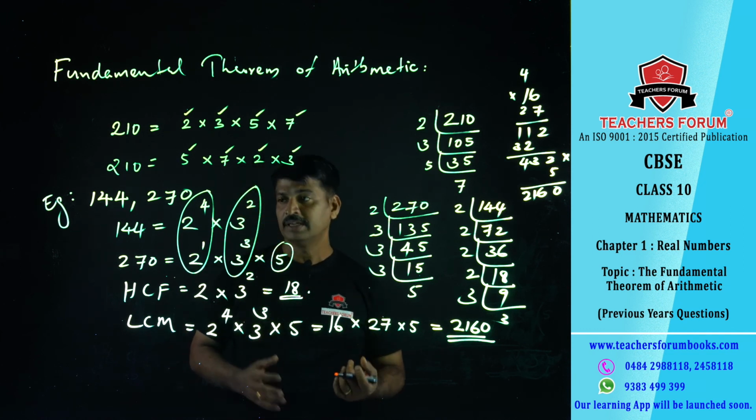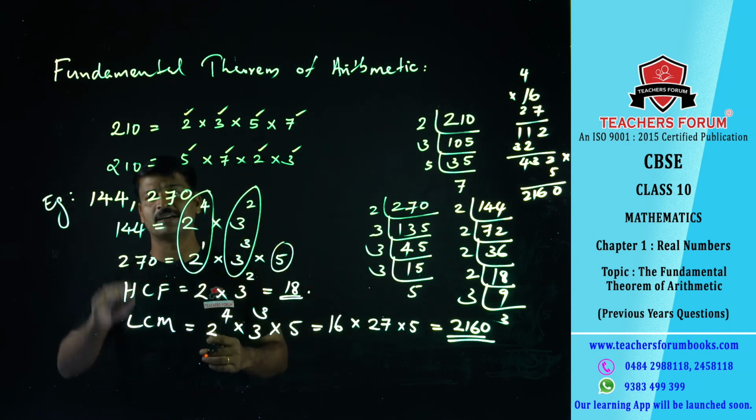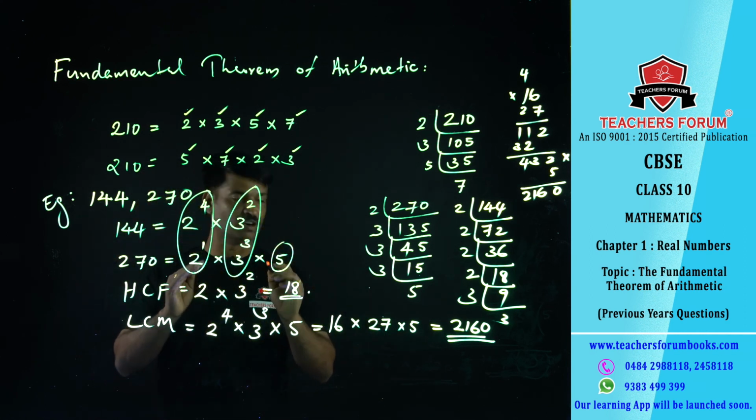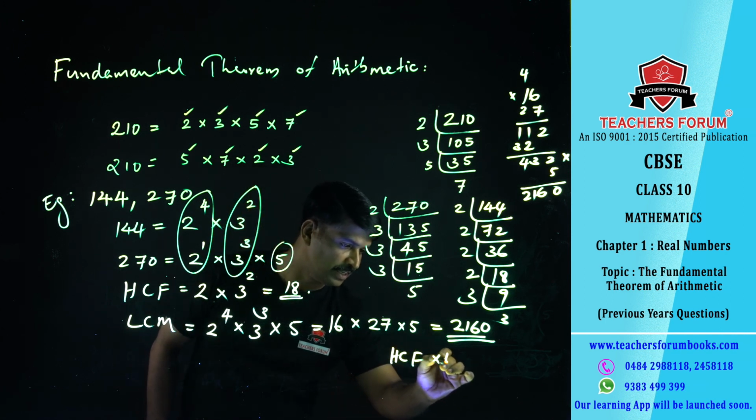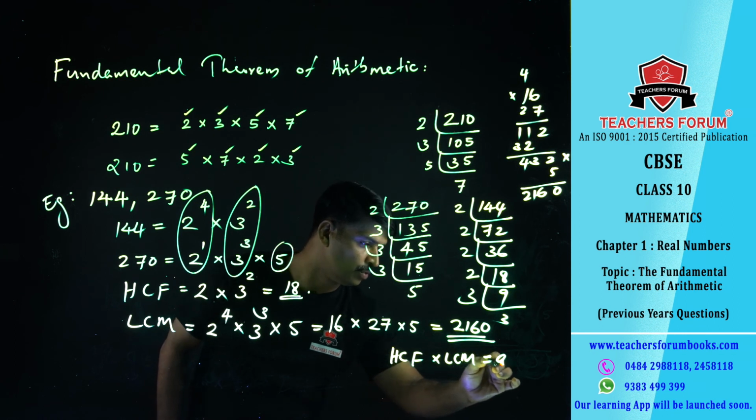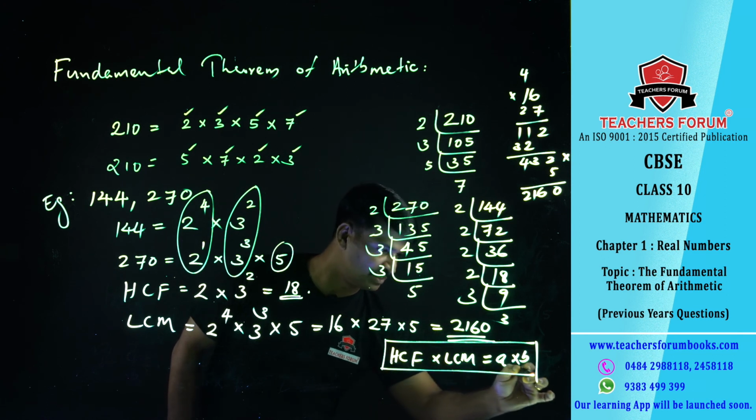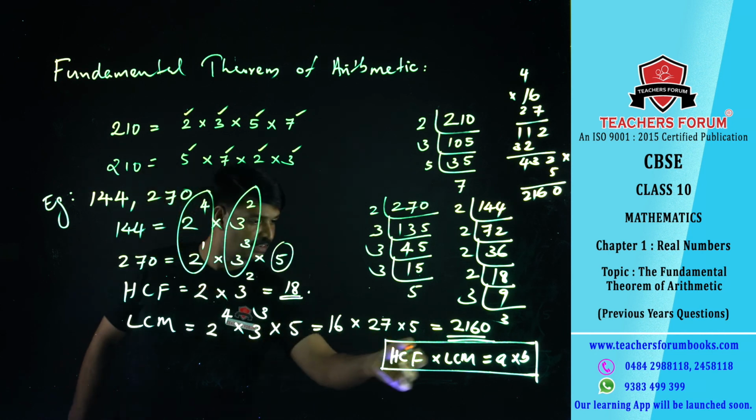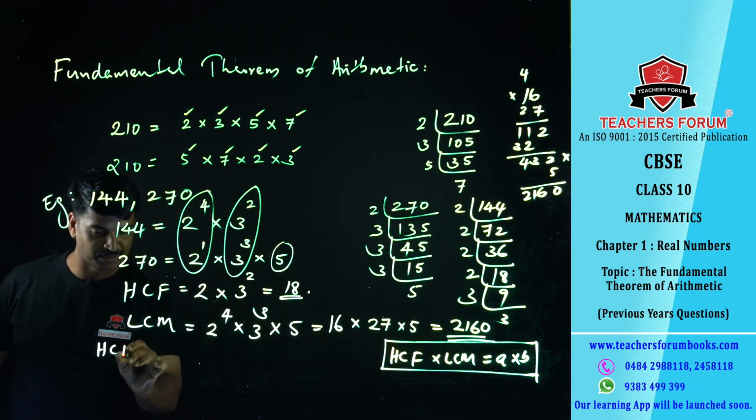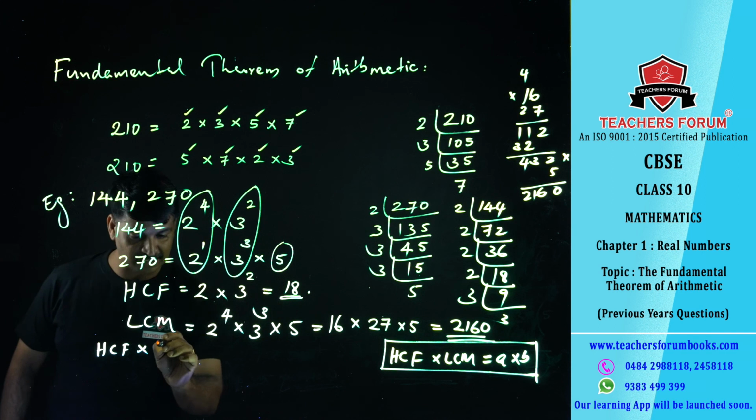Now you have already studied that there is a relation between HCF, LCM and the given two numbers. You might have learned in lower classes. The relation is HCF into LCM is equal to A into B. What is A into B? A and B are the given two numbers. So A into B is the product of two given numbers. Let us find out what is HCF into LCM here. Let us just check whether this is right or wrong. HCF into LCM is equal to product of two numbers. Let us find what is HCF into LCM.